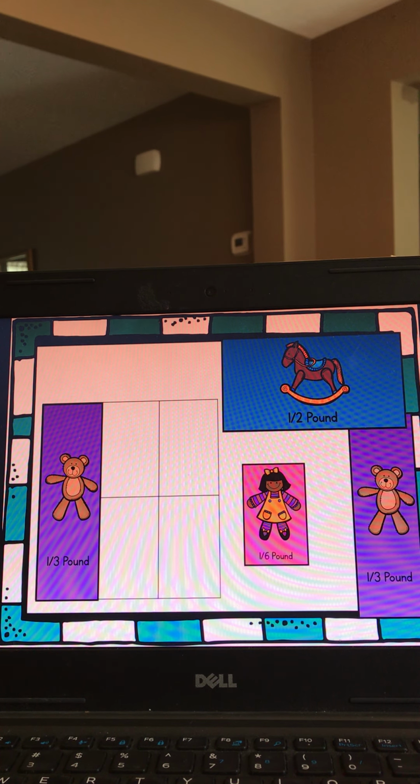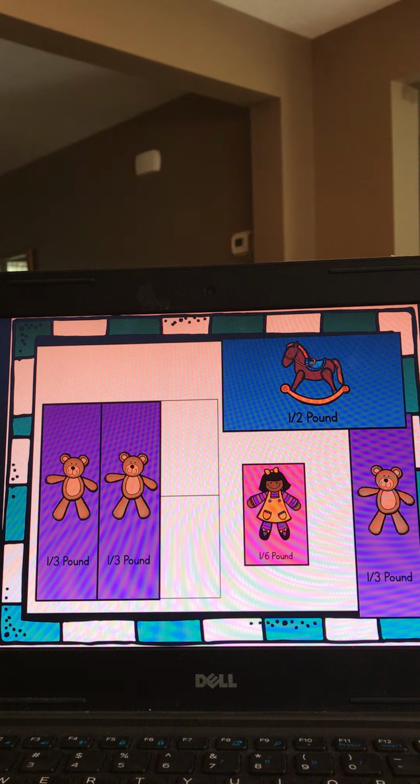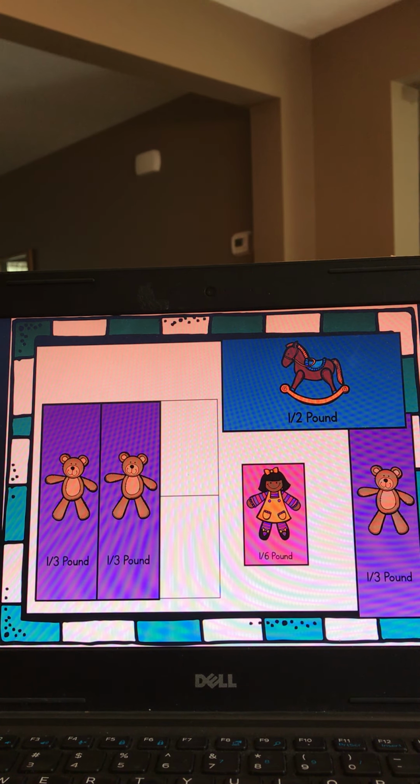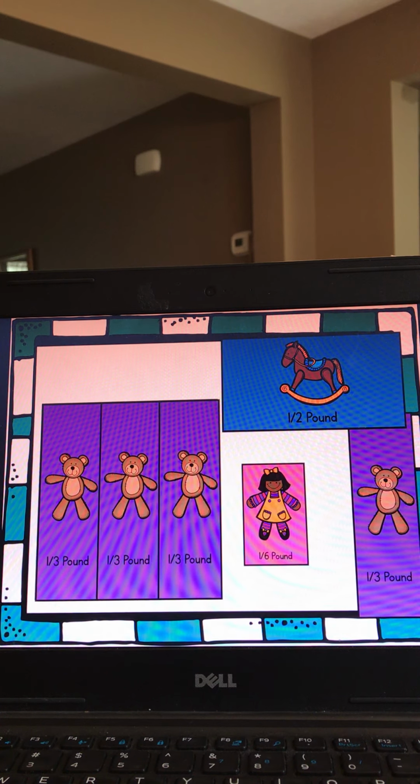So I tried putting in the teddy bear, and the teddy bear covers up 2 of the 6 blocks, or 1/3 of the blocks. I added a second one, and so that becomes 2/3 of a pound. And I added a third one, and all 6 of the blocks are covered now, so I know that I have 1 pound of toys to give away.